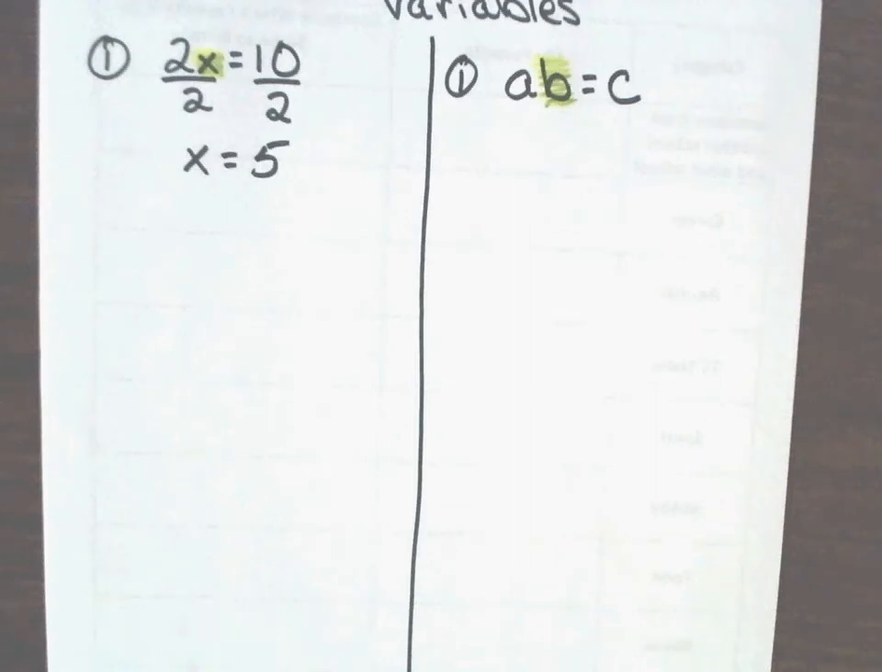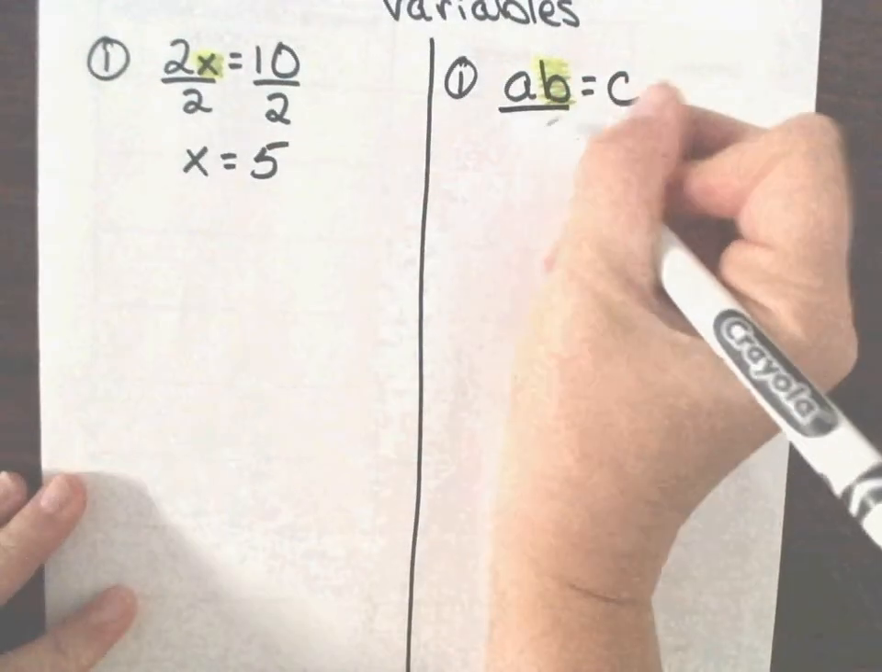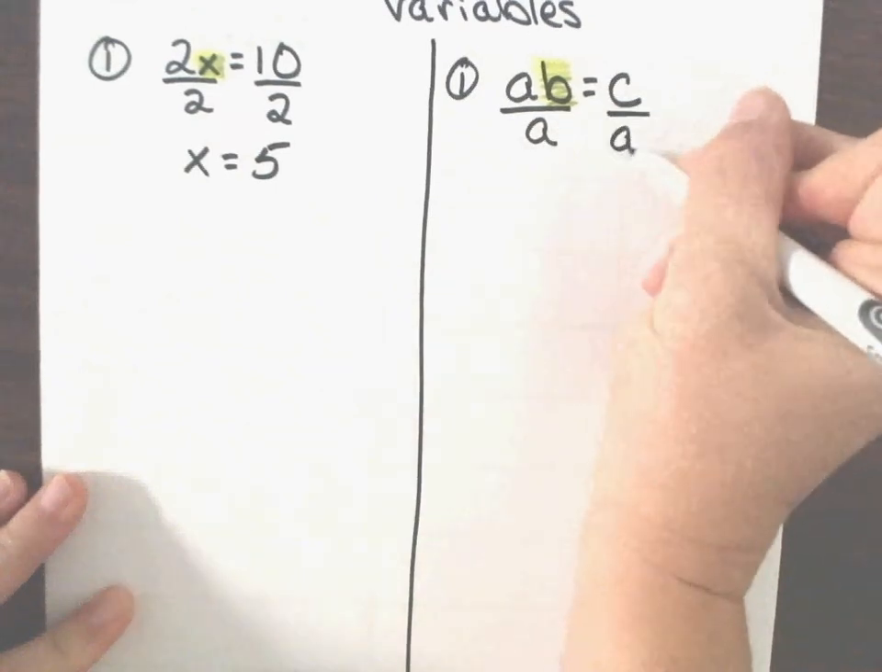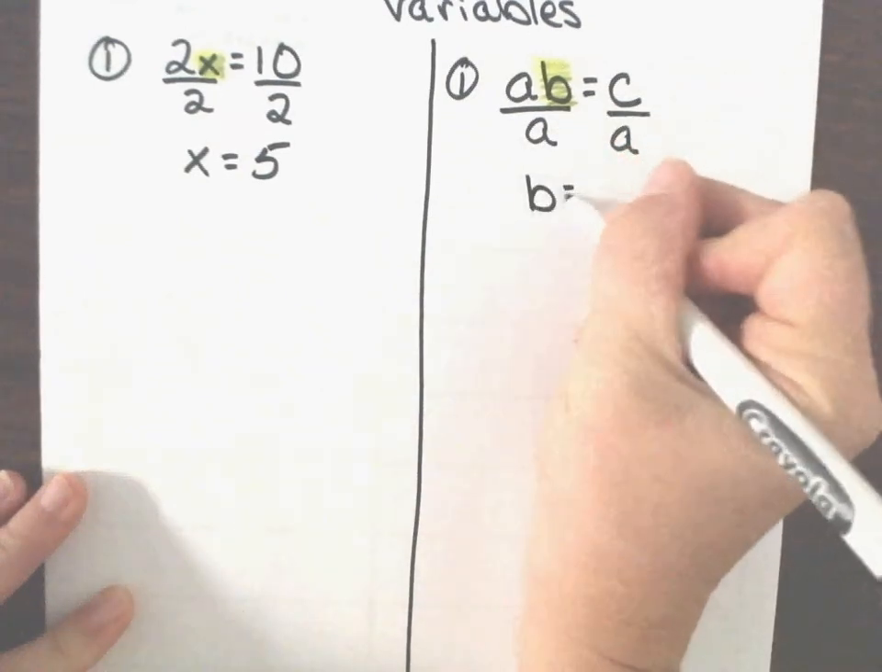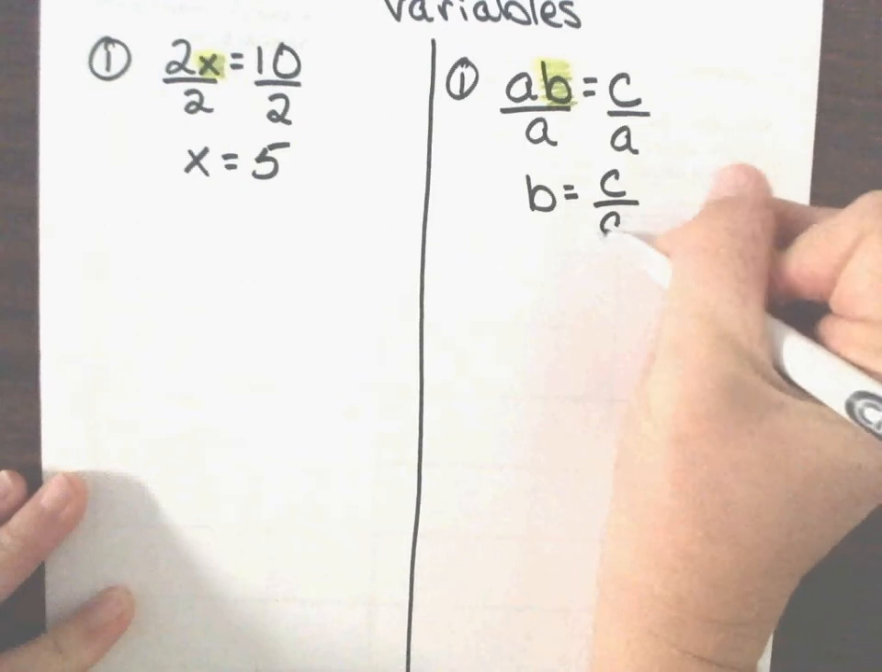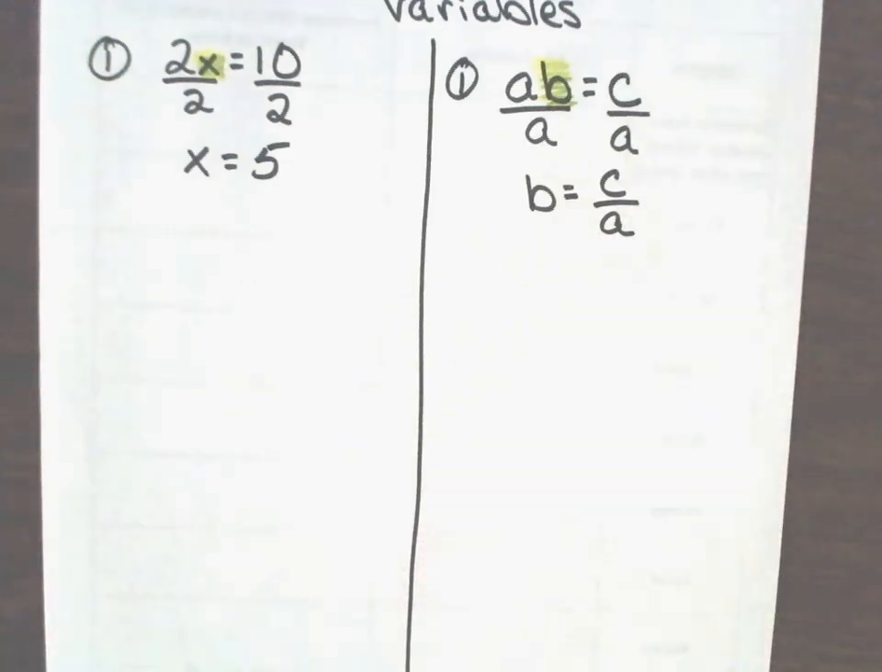So if I need to solve for B, I need to get B by itself. That means I have to get rid of the A. How am I going to get rid of the A? Divide by A. And so we get B equals C divided by A. The answer will not be just a number. The answer will have multiple variables in it.